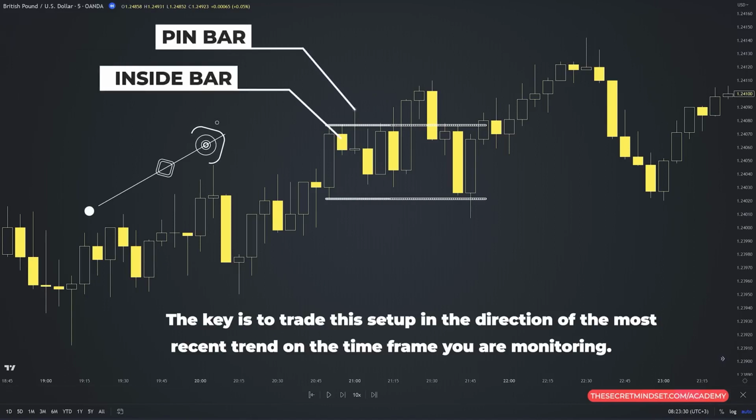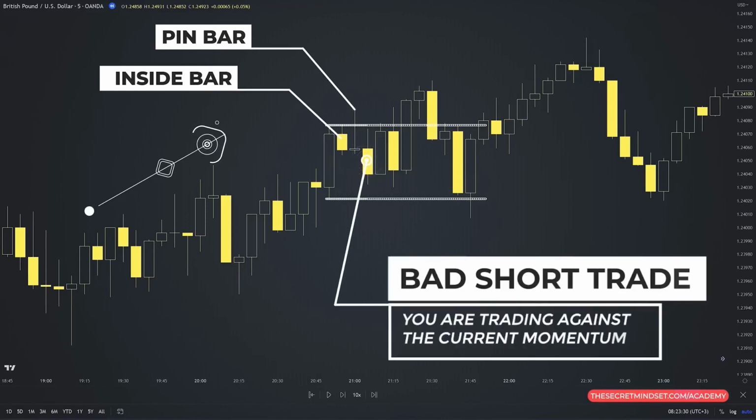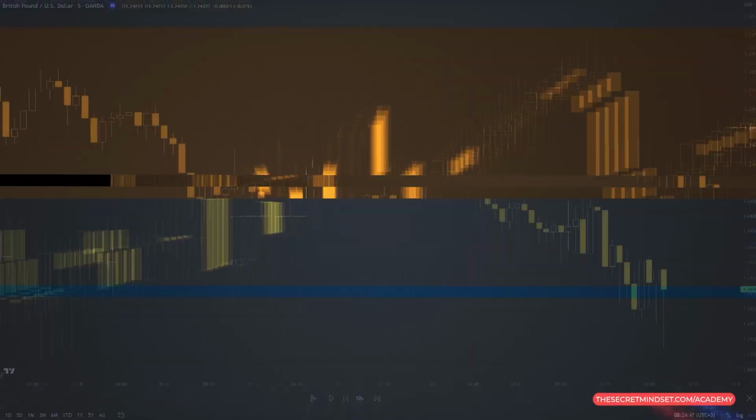Inside bar, followed by a pin bar, taking stops above the previous range. But this signal isn't something you should trade. If you short the market here, you are trading against the current momentum. You would have lost the trade. The point is, treat this setup as a continuation one and not a reversal one.